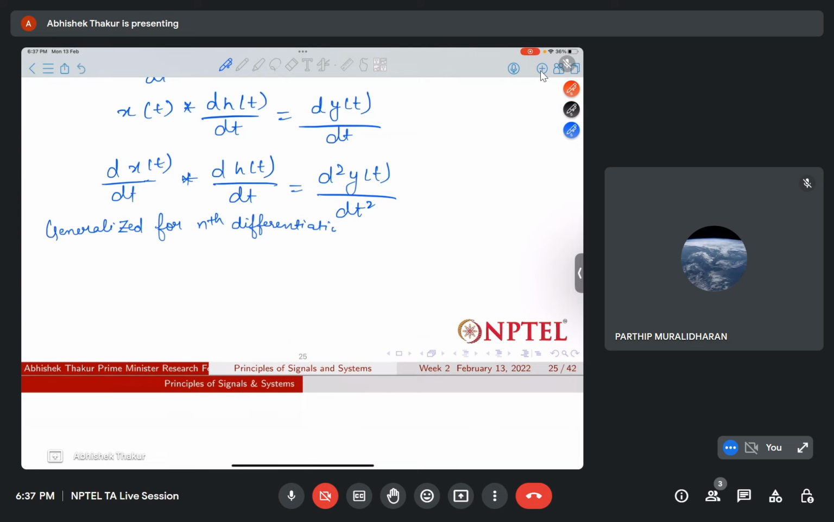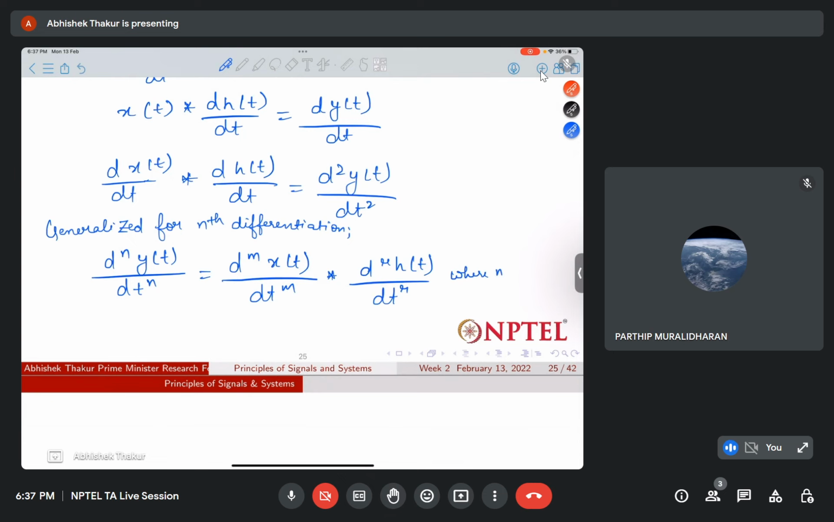The order will add up. Differentiation of y(t) n times with respect to t is equal to d^m x(t)/dt^m convolution with d^r h(t)/dt^r, where m plus r will be equal to n. Okay, the order is adding up here.